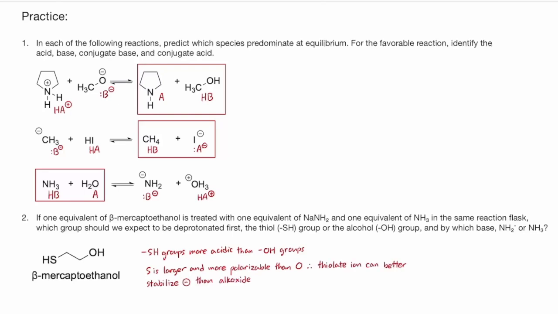NH2-, azanide, is a much stronger base than NH3, ammonia. Hence, NH2- has a very high affinity for protons and will deprotonate the most acidic proton available, which is the thiol group.